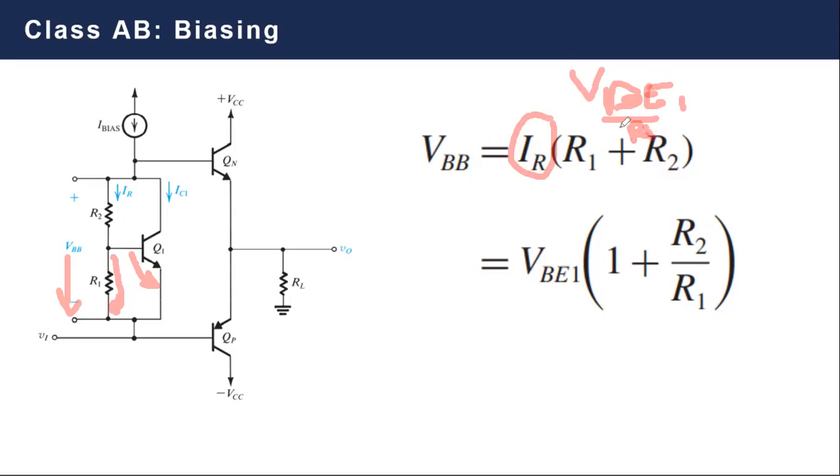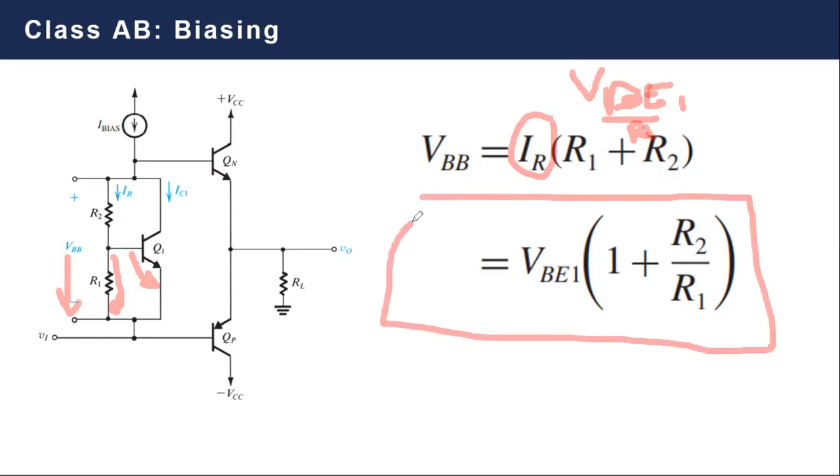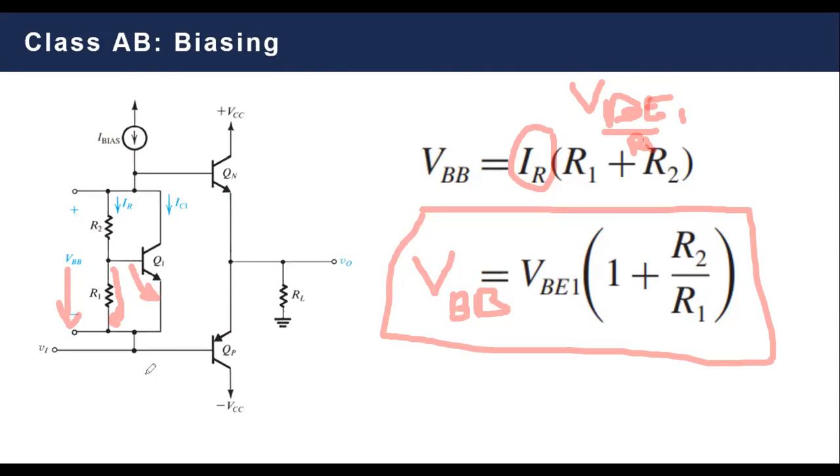And as you can see, if you multiply this R1 in the bracket, you will get this: VBB equals VBE1 times (1 plus R2 over R1). Now you have two advantages. The first advantage is you avoid the mismatching between supplies. You don't have supplies anymore. You create this base-to-base voltage using a transistor, two resistances, and a current source. So this is the first advantage.